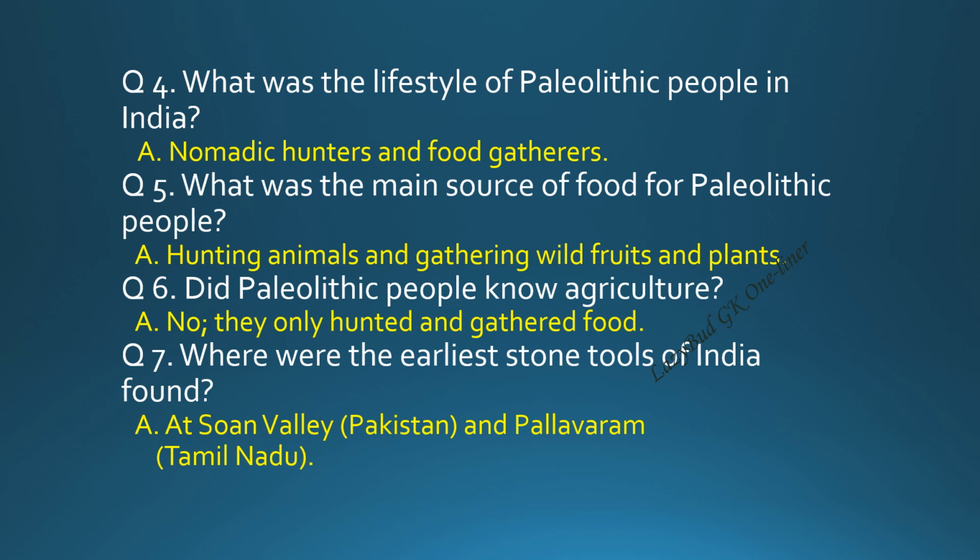Question 5. What was the main source of food for Paleolithic people? Answer. Hunting animals and gathering wild fruits and plants. Question 6. Did Paleolithic people know agriculture? Answer. No, they only hunted and gathered food.